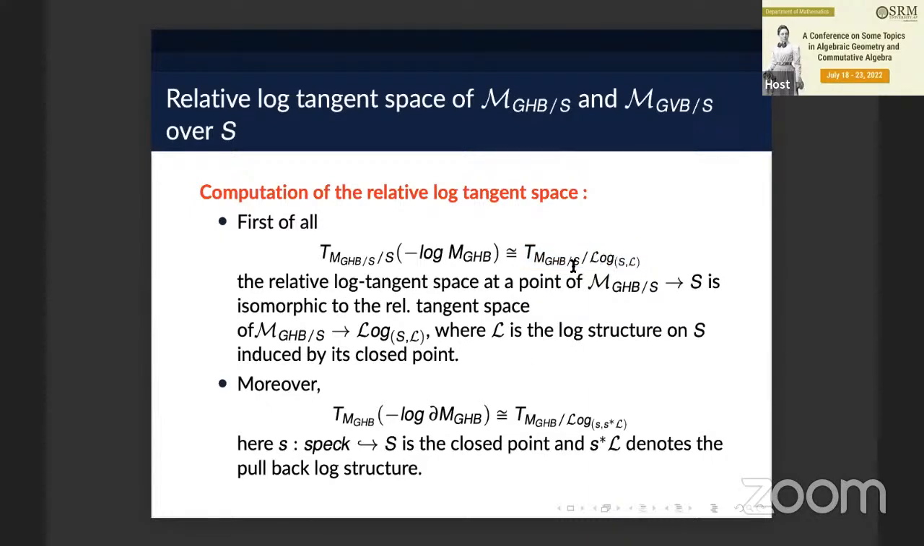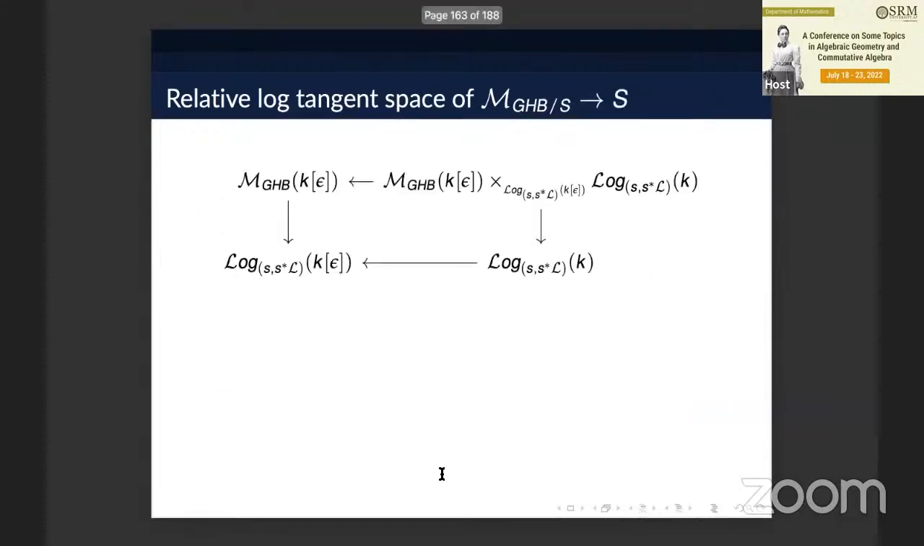But then since there are log smooth varieties, we can focus on the closed point itself. So this S is the closed point of S. We just want to compute this, where S is the closed point and S upper star L denotes the pullback log structure. So this is our relative log tangent space.